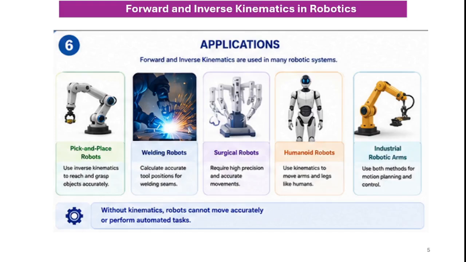Next, we can discuss the applications of kinematics in robotics. These concepts are used in almost every robotic arm: pick and place robots, welding robots, surgical robots, humanoid robots, and industrial robotic arms. Without forward and inverse kinematics, a robot cannot move accurately or perform automated tasks.